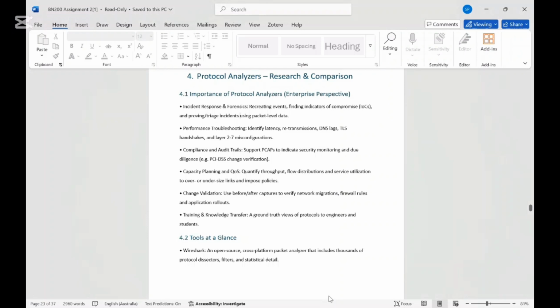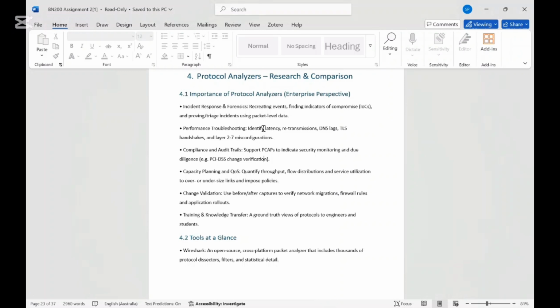Importance of protocol analyzers. Protocol analyzers are essential tools for managing, securing, and optimizing enterprise networks. They help in incident response by capturing and replaying packet level data to identify indicators of compromise and verify security events.